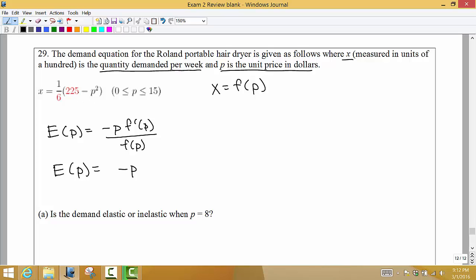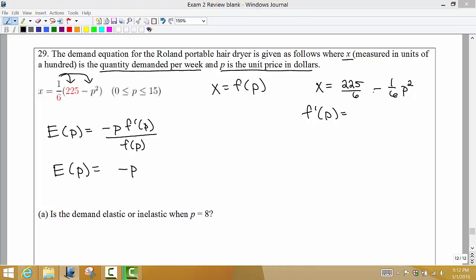We're going to find the derivative of this function. There's a couple different ways you can go about this, but to make it simpler, we could distribute in the 6. So that would be 225 divided by 6 minus 1/6 times P squared. If I wanted to find the derivative of f of P here, well, this is just a constant, so that gives us 0.